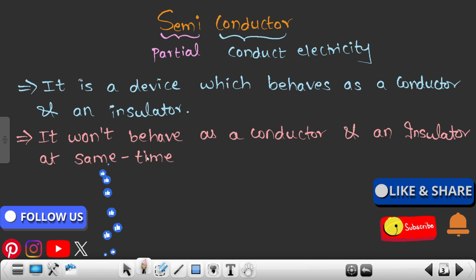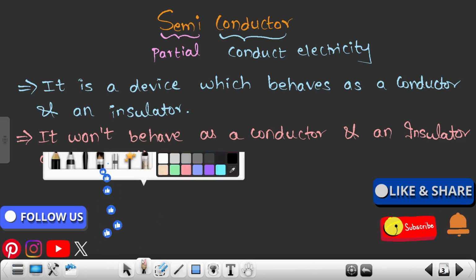Now who will decide whether my semiconductor is going to operate as a conductor or as an insulator? There would be one parameter which will govern and tell me that my semiconductor will operate as a conductor or as an insulator. So let me write that particular point as well.